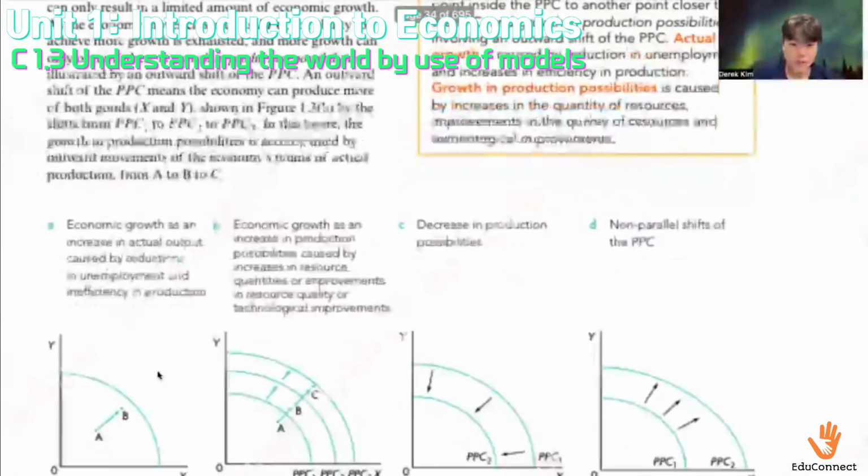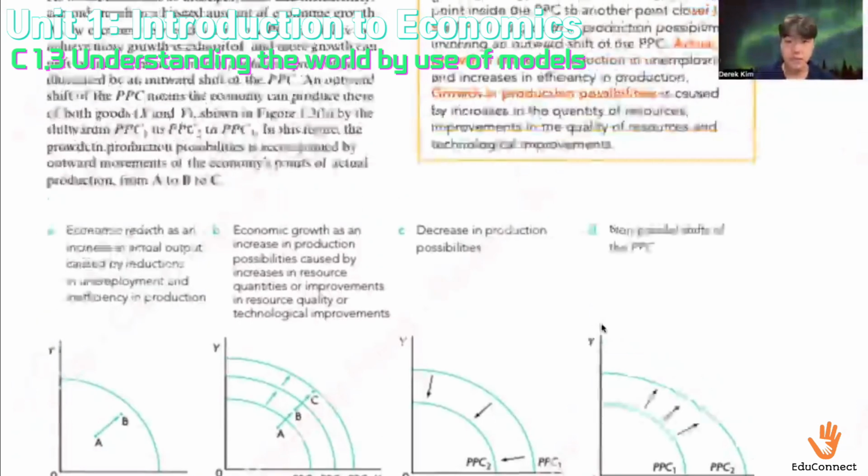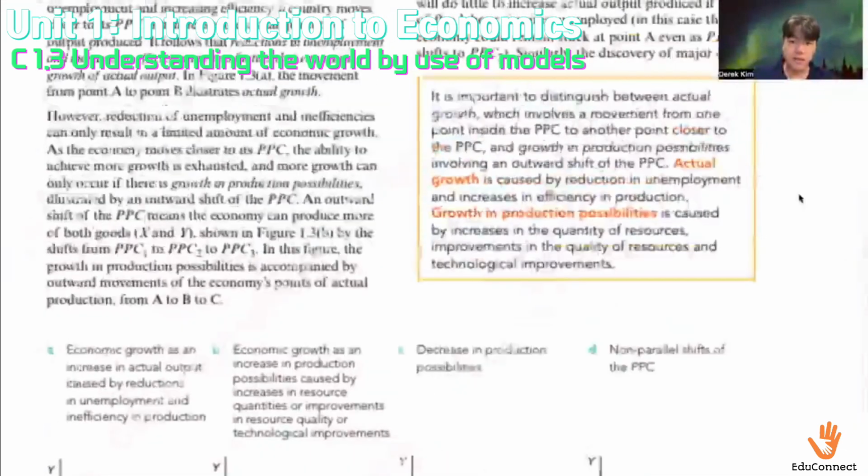Now, what we're going to discuss here at figure 1.3 is the shifts in the PPC, the production possibility curve, the growth and decrease. The growth in production possibilities is caused by increases in the quantity of resources, improvements in the quality of resources, and technological improvements, as I mentioned before. Let's read this yellow bubble.